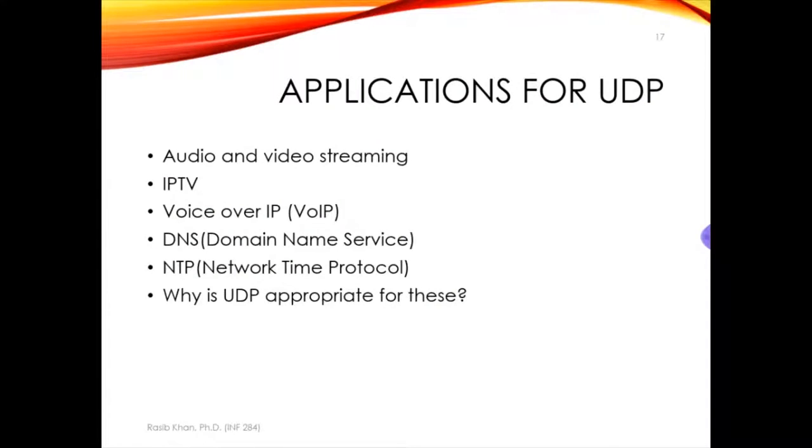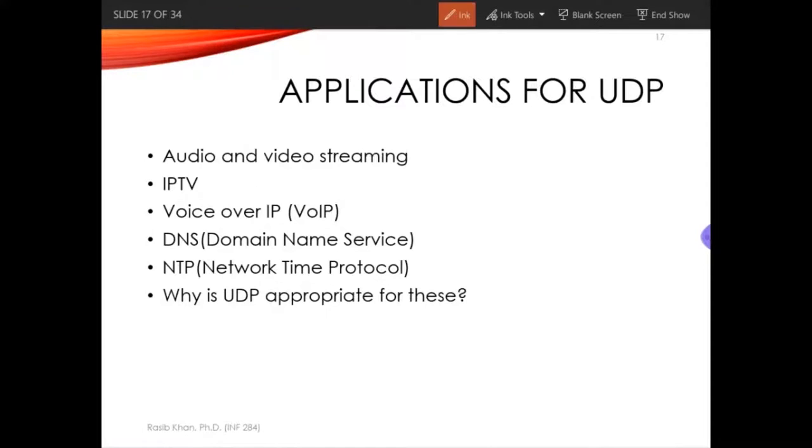So given that UDP is fast but unreliable, we can classify the specific type of applications which are suitable for UDP. One of the best examples is audio and video streaming. Let's say you are making a call over WhatsApp, or you're watching a video on YouTube, and we know that sometimes we see a crack in the voice when we're talking over WhatsApp, or when we're playing a YouTube video. Sometimes the video stream flickers a little bit.